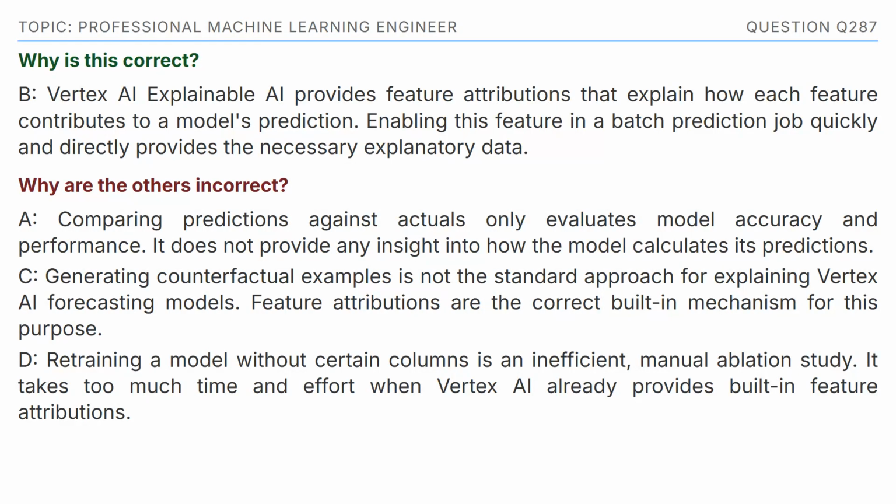Why is this correct? B, Vertex AI explainable AI provides feature attributions that explain how each feature contributes to a model's prediction. Enabling this feature in a batch prediction job quickly and directly provides the necessary explanatory data. Why are the others incorrect?